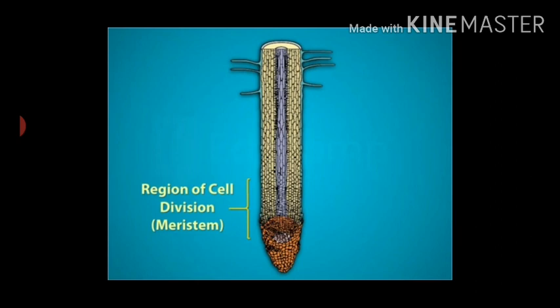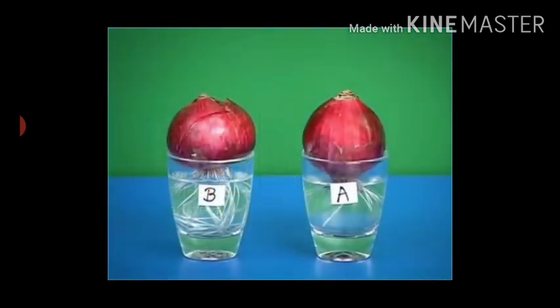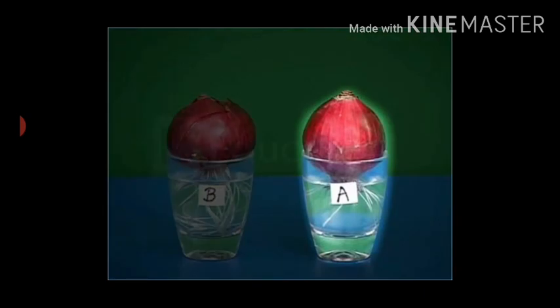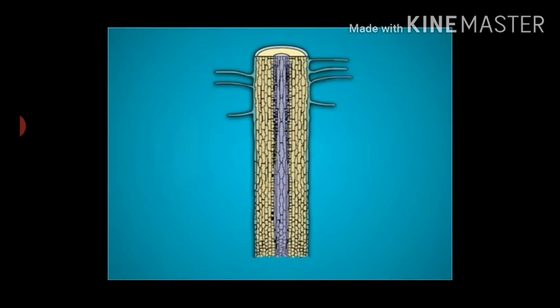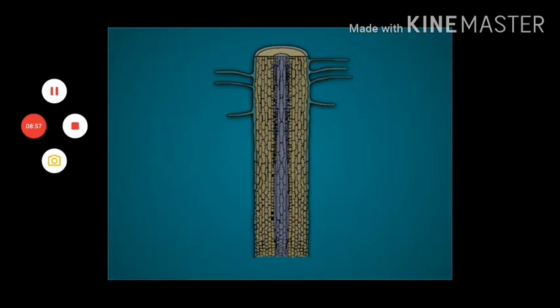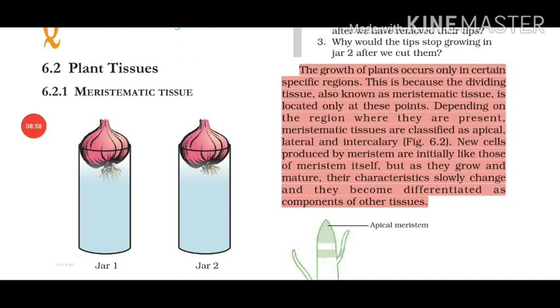This is due to the meristem, which helps in growth of the roots, and it is present at the growing tip of stem and roots. After cutting the tips, they are not able to grow and divide, so there is no growth found in jar A. The growth of plants occurs only in certain regions.